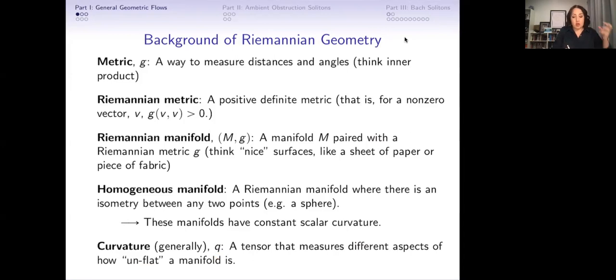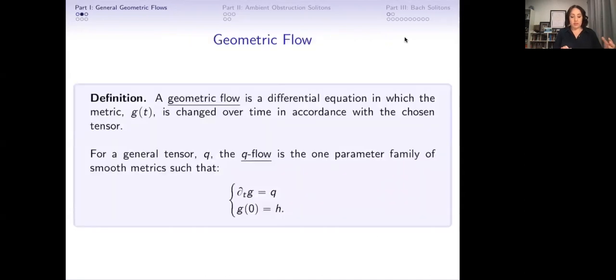So again, to summarize, my goal is to find a metric or my best metric, and I have these tools and objects. I have the curvature that's going to tell me how curvy something is. I'm going to be looking at the curvature of a Riemannian manifold, and that manifold is endowed with a metric. Now, one of the ways that we like to approach this question of finding the best metric is using a geometric flow. So a geometric flow is going to be a differential equation in which the metric, g of t, is going to be changed over time in accordance with our chosen tensor.